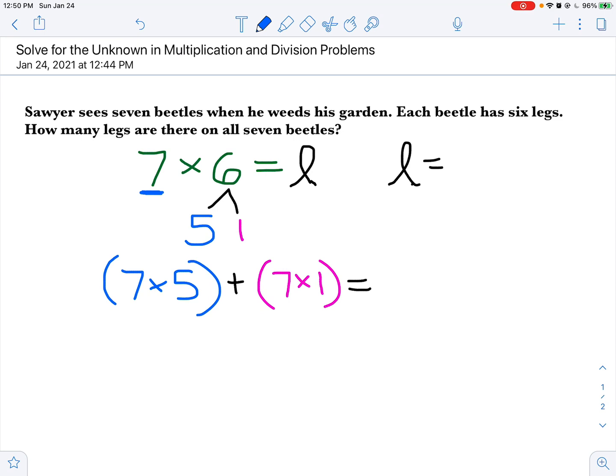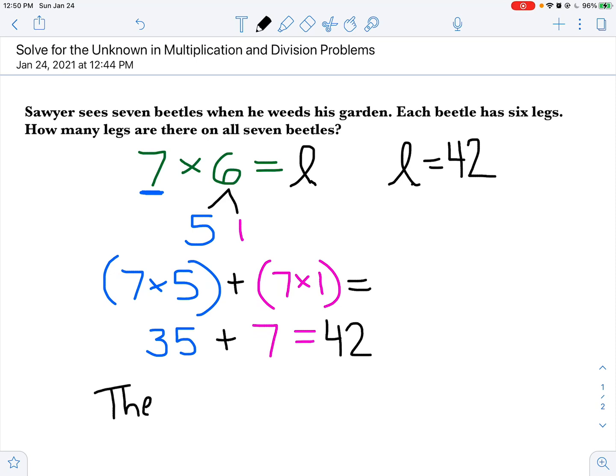Okay, 7 times 5. I'm going to count by 5, 7 times. 5, 10, 15, 20, 25, 30, 35. Now I'm going to do my pink part, 7 times 1. Nice and easy. That's just a 7. So I'm going to do 35 plus 7. Well, if I take 5 out of the 7, give it to the 35, that makes it 40. And then I have 2 left. So my answer is going to be 42. So I'm going to write up here, L equals 42. Then I'm going to write my statement. How many legs are there on all 7 beetles? There are, and you can type it if you want, 42 legs.